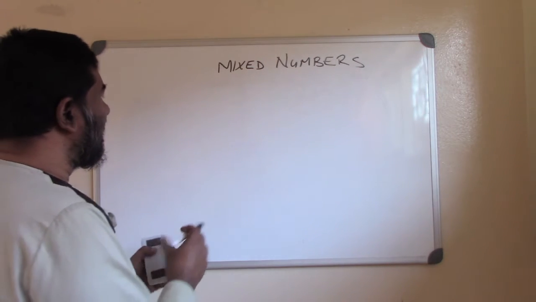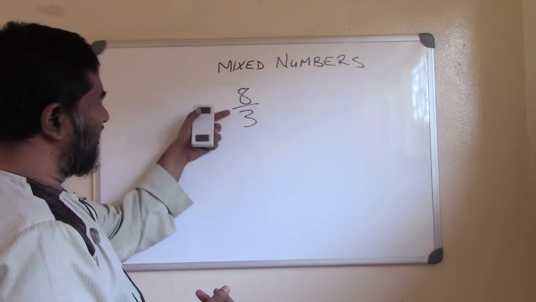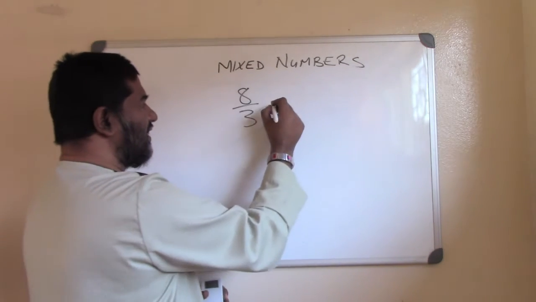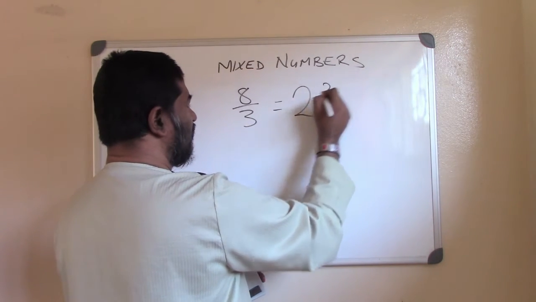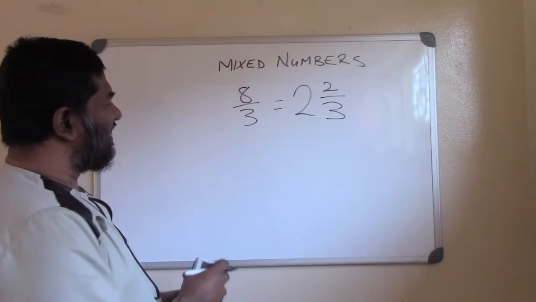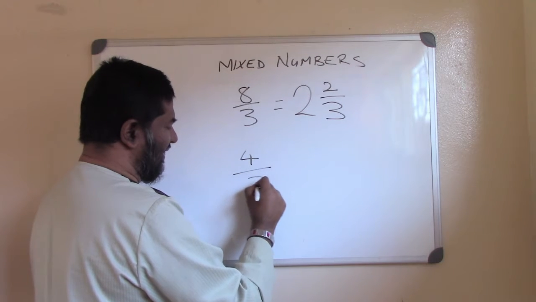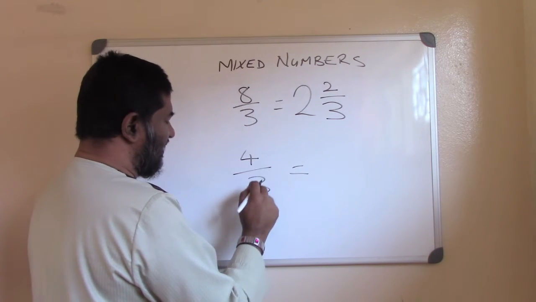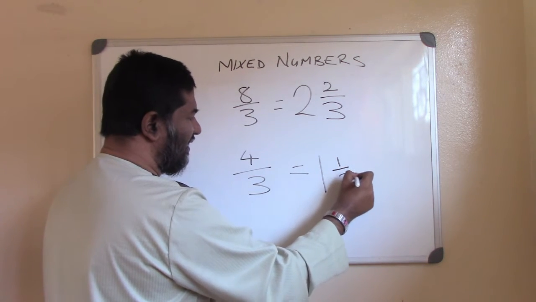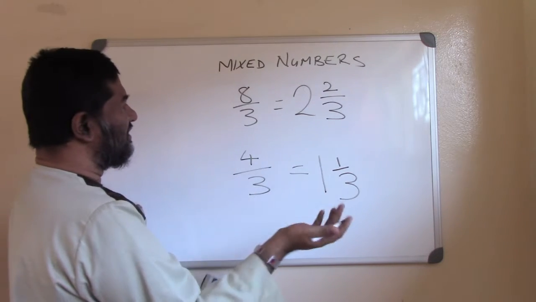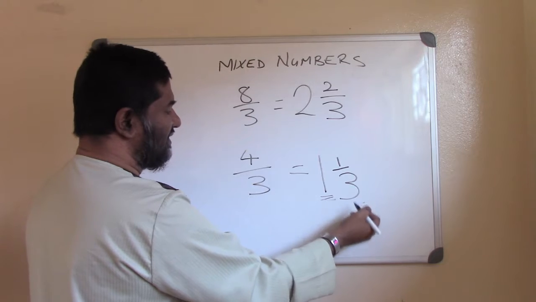Mixed numbers. Let's take an improper fraction, 8 over 3. What does this mean? It is 8 divided by 3. 3 can go into 8 2 times. 3 times 2 is 6. I have a remainder of 2 all over the 3. Let's take a look at another example. 4 divided by 3. What you can see is that 3 can go into 4 one time. We have a remainder of 1 all over 3. What do you notice? A mixed number contains a whole number and a fraction.